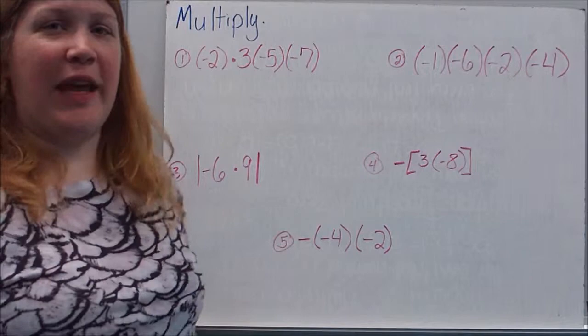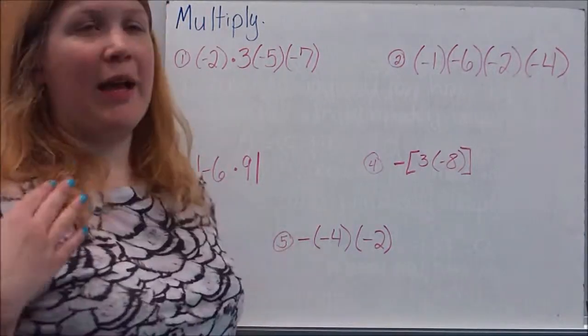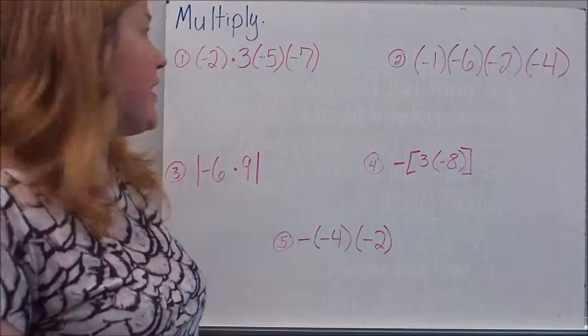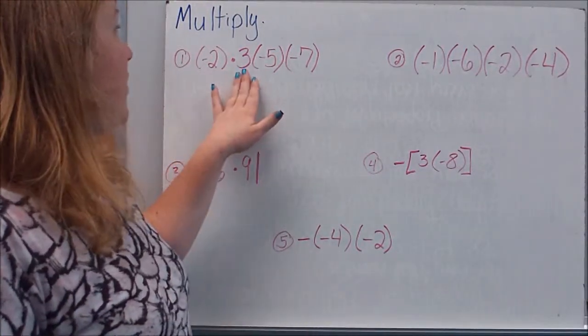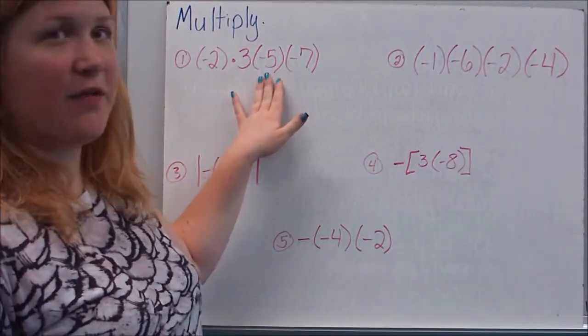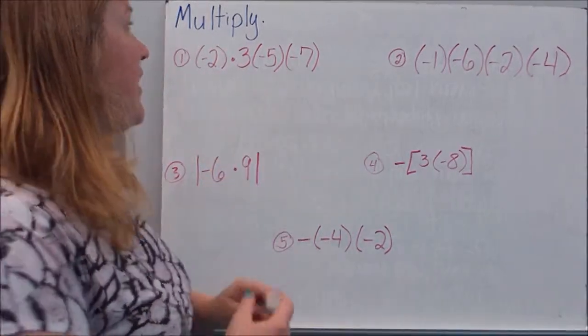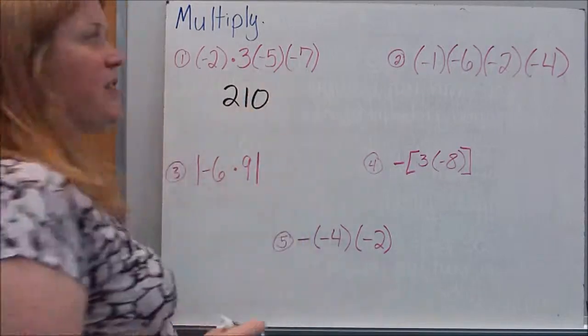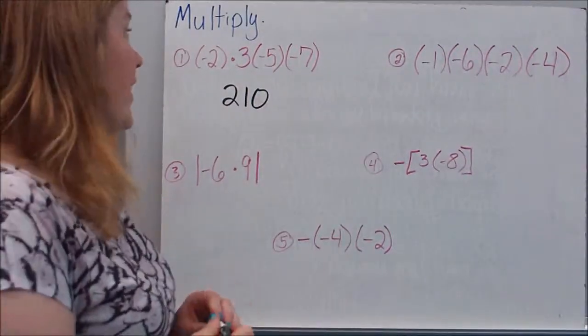So the first thing I would look at here is just multiplying my numbers. So let's ignore our negatives right now. Just look at the digits. 2 times 3 is 6. 6 times 5 is 30. 30 times 7 is 210. And if you need to do that on the side on a scrap paper, that's fine.